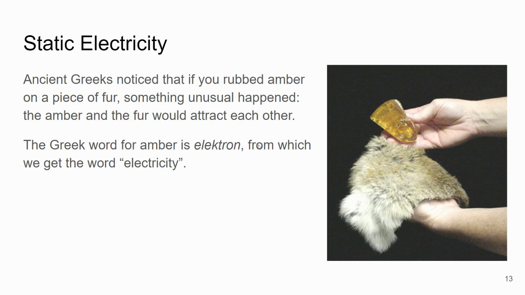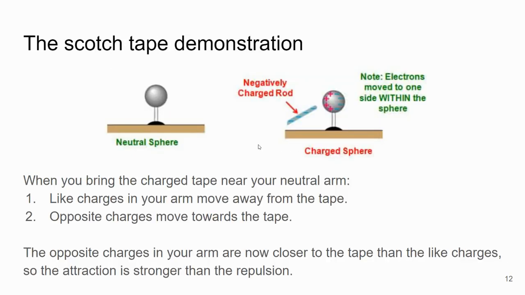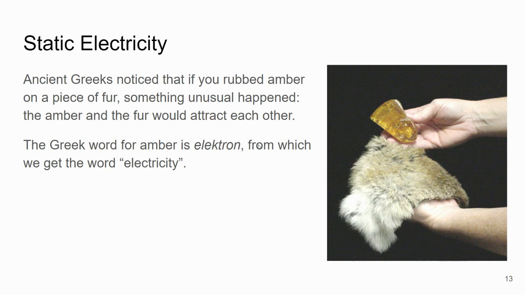So anyhow, the roots of words. The ancient Greeks noticed that if you rubbed amber on a piece of fur, something unusual happened. The amber and the fur would attract each other, and both of them would attract dust. The ancient Greek word for amber was electron, and this ultimately is how we get the word electricity. It actually comes from amber.